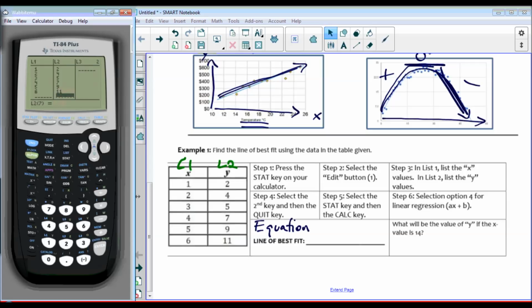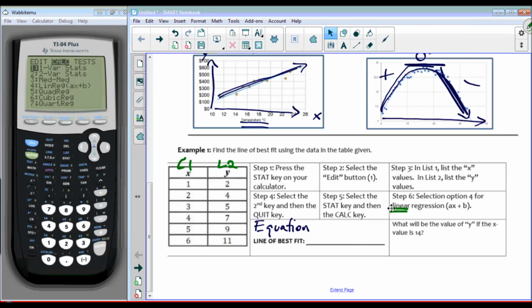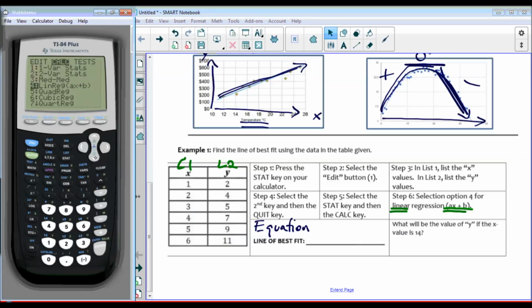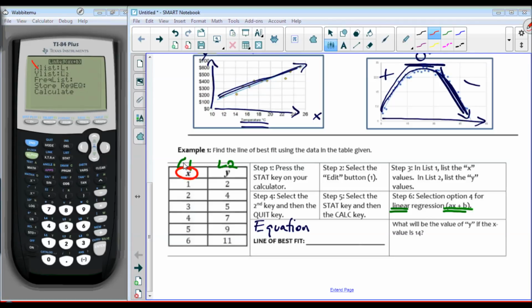So now that we have our table in list 1 and list 2, we're going to hit second and quit, just to go to the main screen. And then we're going to select the stat key again. Actually, I think we could have just hit the stat key and it would have gone right back there. But now we're going to go over to calc. And we're going to select the linear regression. We're trying to make a line of best fit. So we're going to use a linear regression, which is going to give us basically slope-intercept form of the equation. And we want to use list 1 and list 2. Sometimes you might need to change these two. But right now we have list 1 and list 2 in there, which is exactly what we want. We want the x value to be list 1, and we want the y value to be list 2.